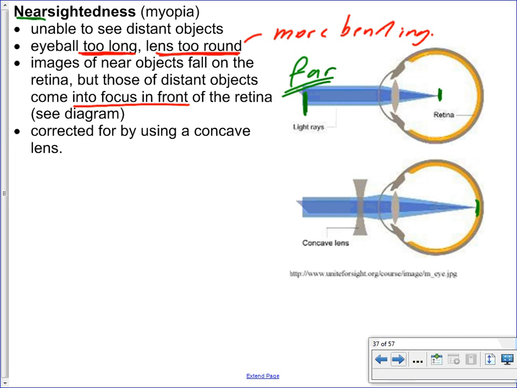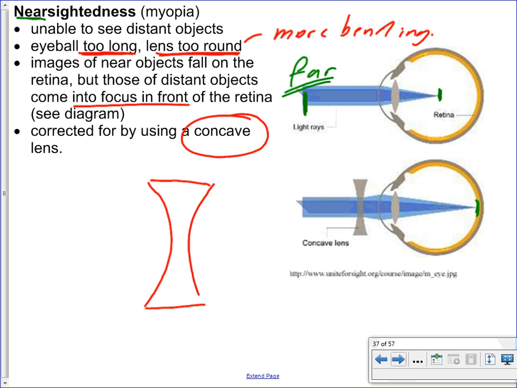What do you do to correct this? A concave lens. Concave is a lens that curves in. So if we have a biconcave lens, it's something that would look like this. This is also referred to as a divergent lens. So if we do have light rays that are coming in, it bends them further apart.